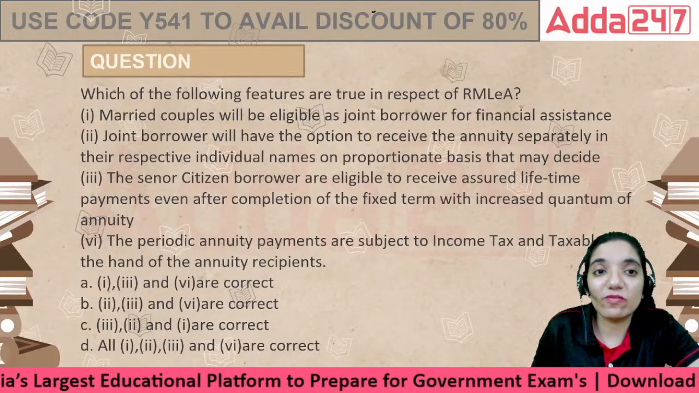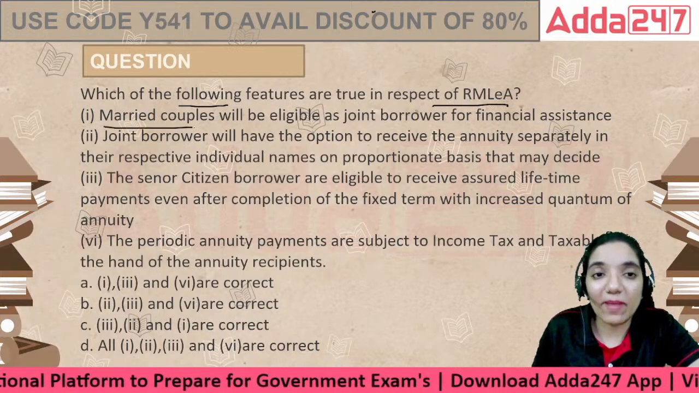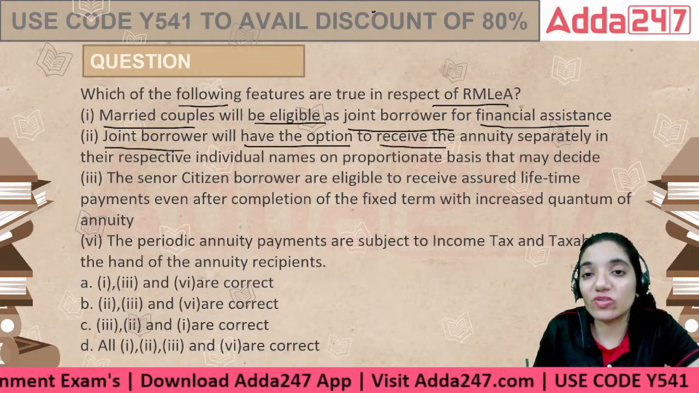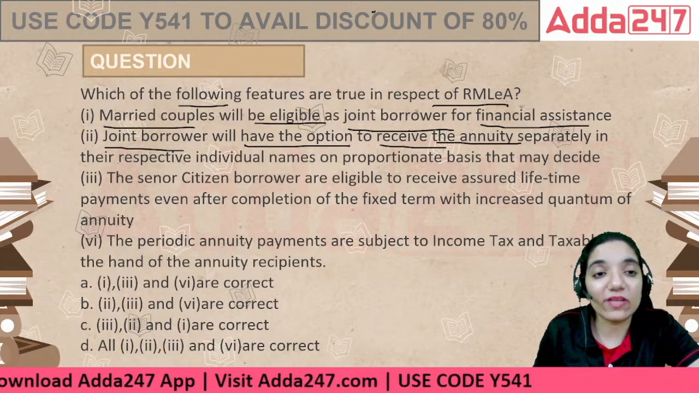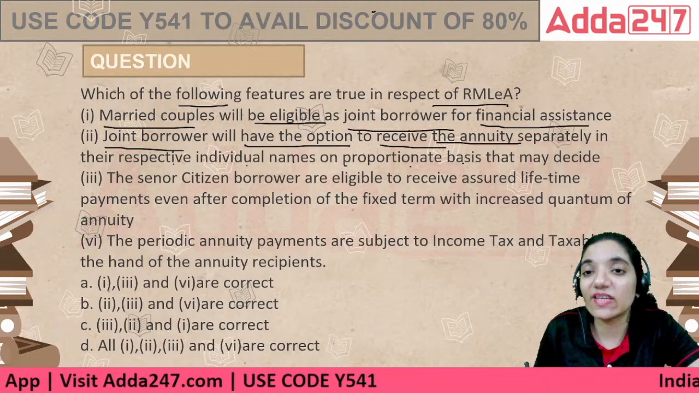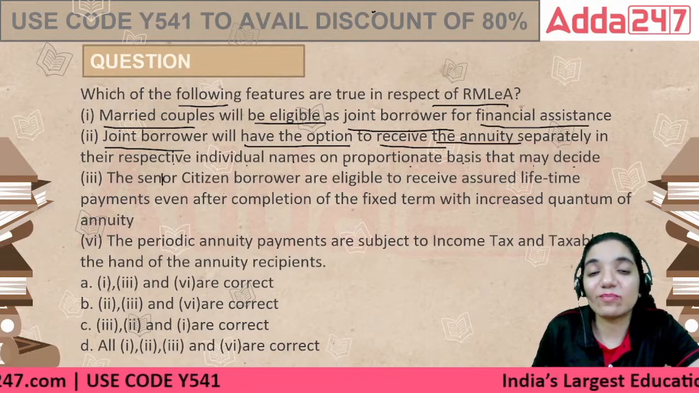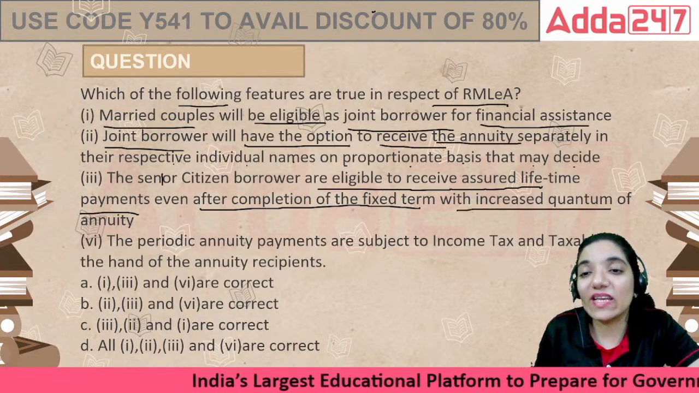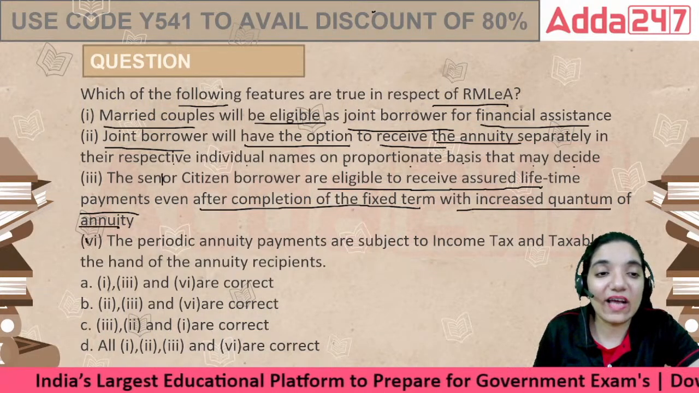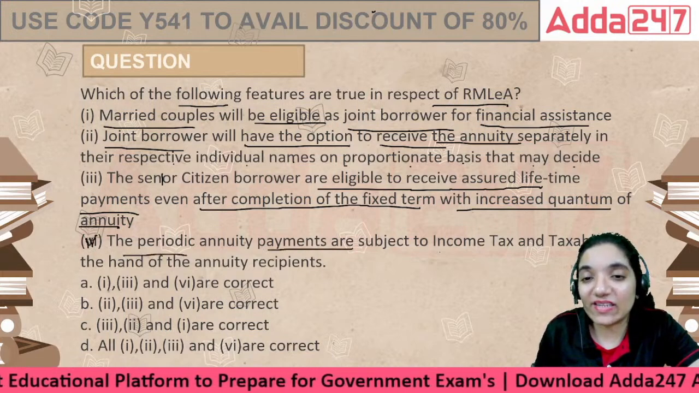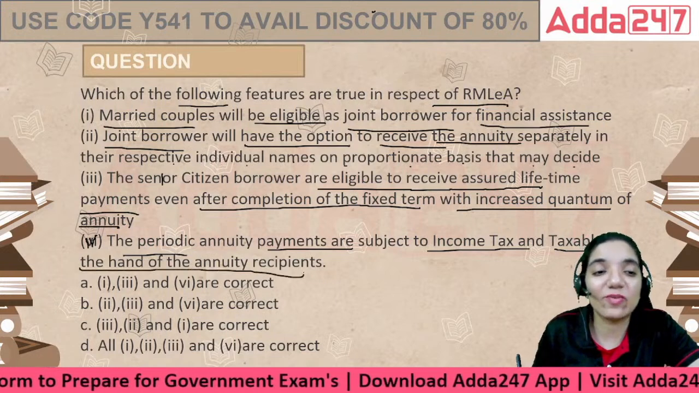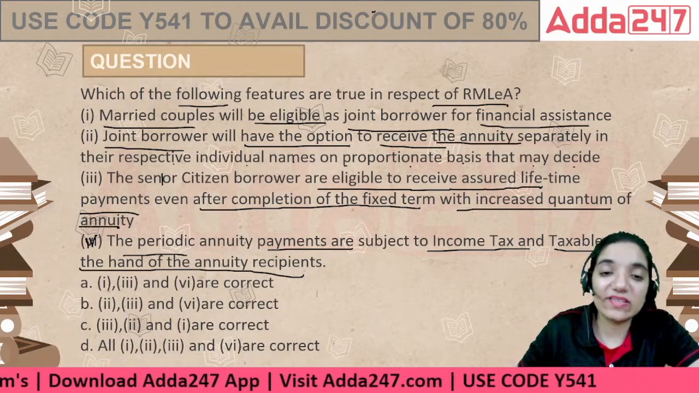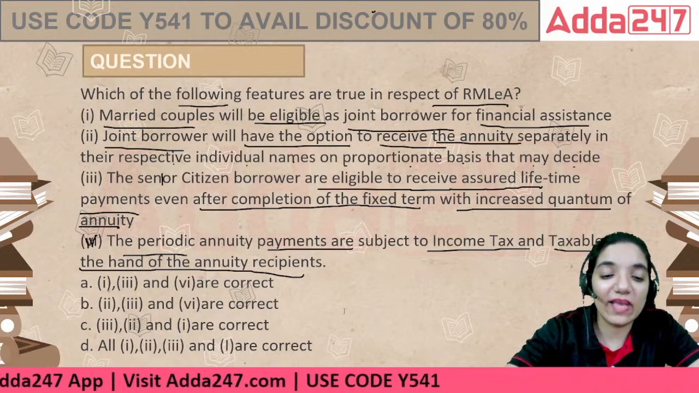Okay, now the next question. Which of the following features are true in respect of RMLEA? First, married couples will be eligible as joint owner borrowers for the financial assistance. Second, joint borrowers will have the option to receive the annuity in their respective individual names on a proportionate basis that they may decide. Third, the senior citizen borrower is eligible to receive assured lifetime payments even after the completion of the fixed term with increased quantum of the annuity. And the fourth one is that the annuity payments are subject to income tax and taxable in the hands of the annuity recipient. So among these, what would be the basic information regarding RMLEA?